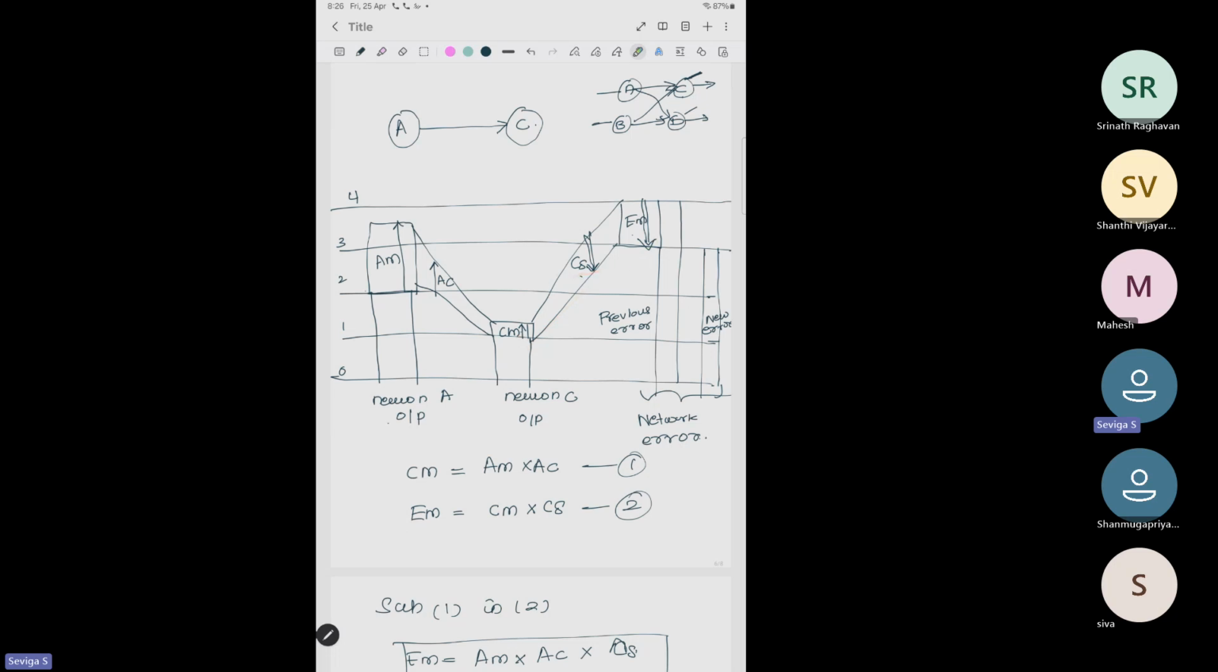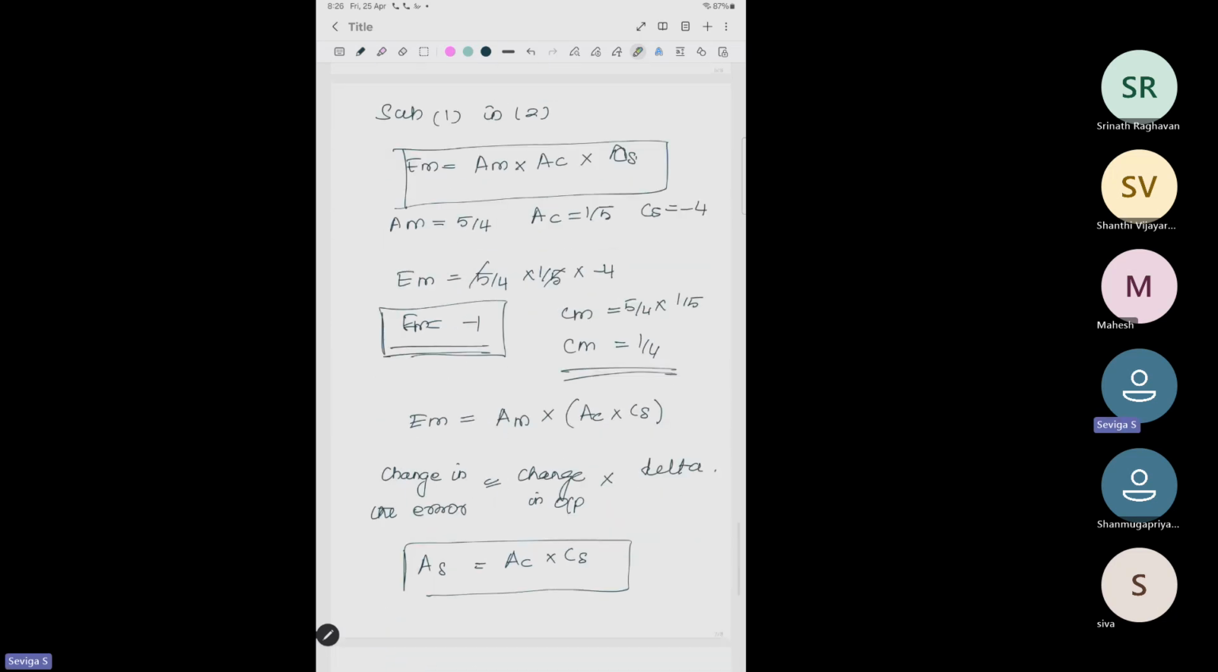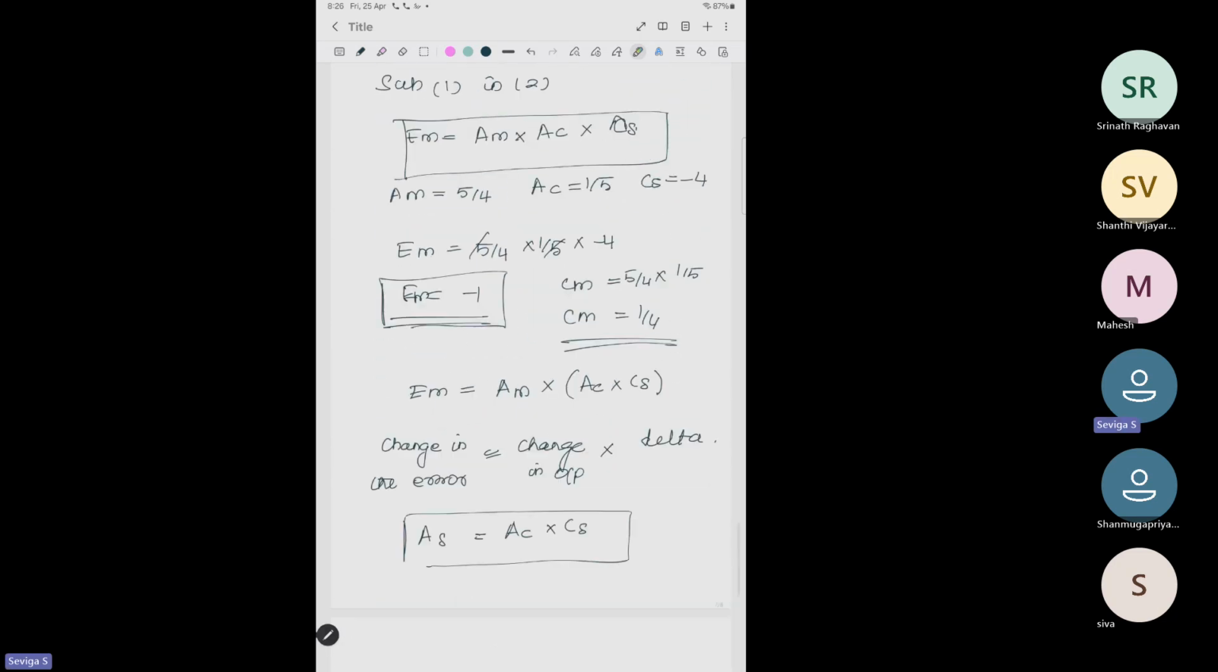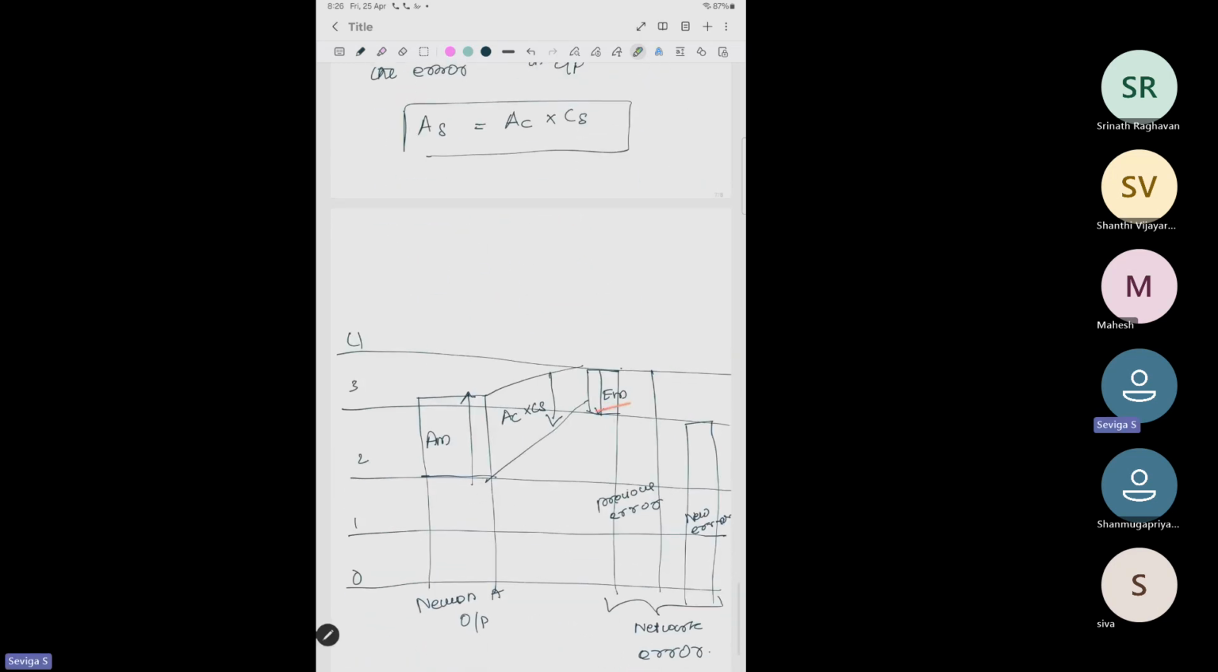Now we have C delta. We don't have A delta yet. So what we have is a change in the outcome of A into AC. That will give you CM. So CM is equal to AM into AC. We substituted both the things and then we got EM is equal to AM into AC into C delta.